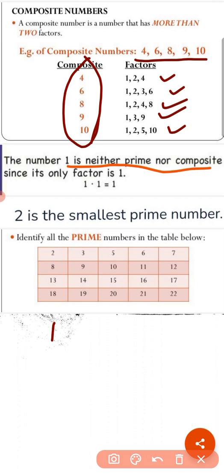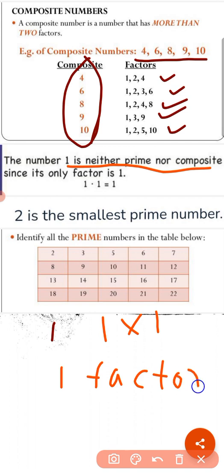Because the factors of 1 multiplied by 1 is 1. So 1 has only one factor, that is 1. So 1 is neither prime nor composite.